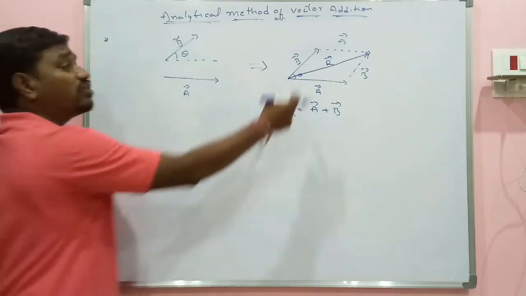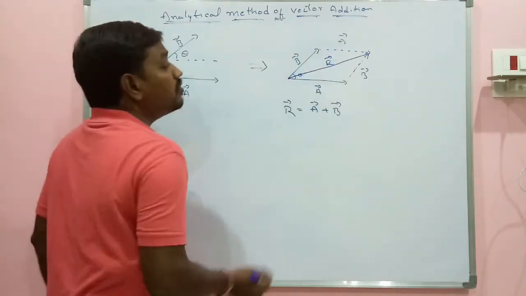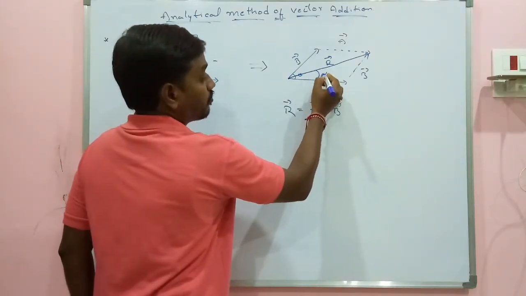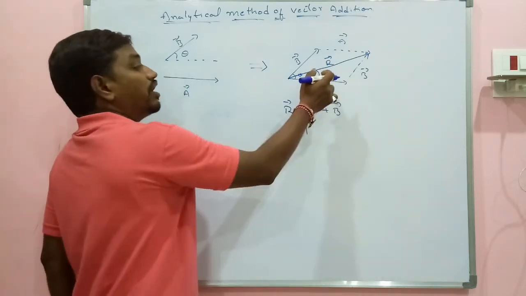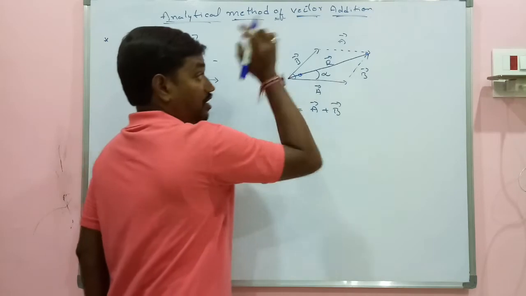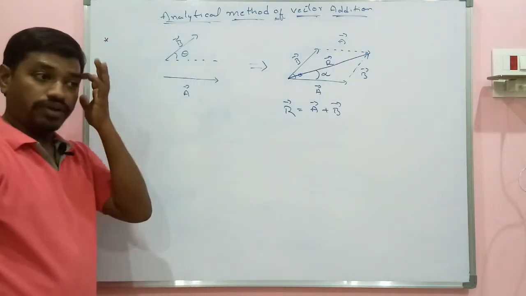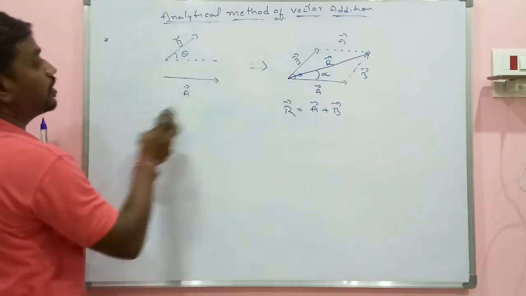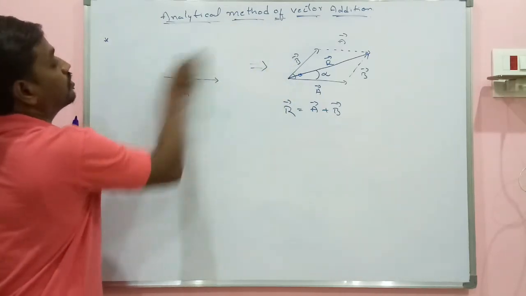Now let us derive the formula for R value and the direction. Suppose let it make an angle alpha with your vector A. Let us derive the expression for alpha, that is the direction of your resultant vector, and the magnitude of your R vector. So for that purpose, let me redraw this diagram.